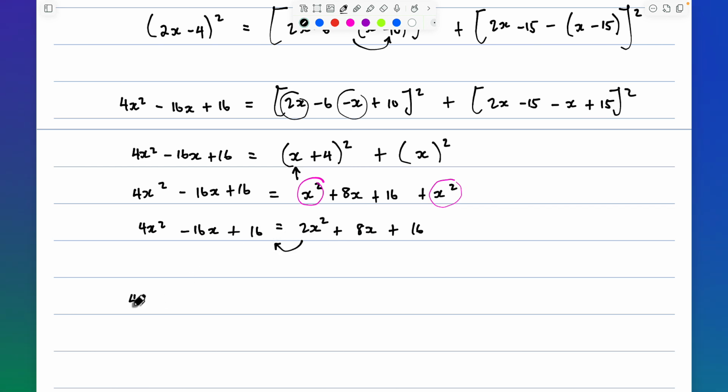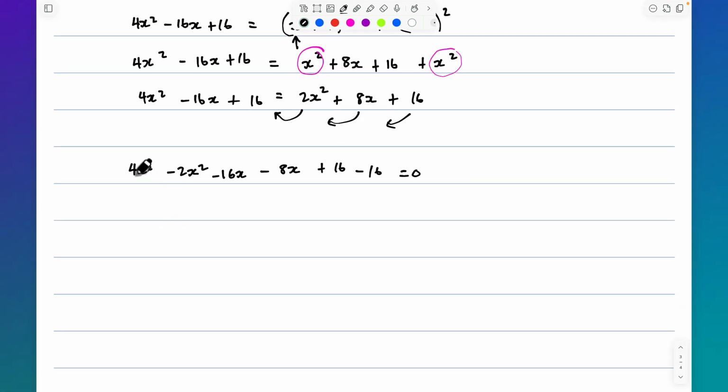So we're going to have 4x squared minus 2x squared. And then over here, we still have the negative 16x, but now we're moving this 8, which means it becomes negative 8x. And then we still have positive 16 over here, but now we're moving this positive 16, which means it becomes negative 16. That's equal to 0. All right, simplify. So 4x squared minus 2x squared gives you 2x squared. Negative 16 minus 8 gives you negative 24x. The good thing is that these two are going to cancel. So that actually makes our solution look a little bit cleaner because now all we have is two x terms.